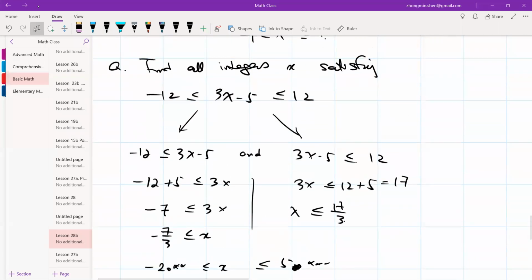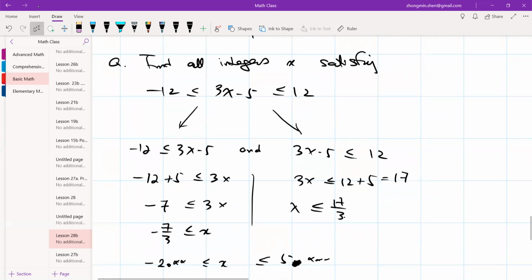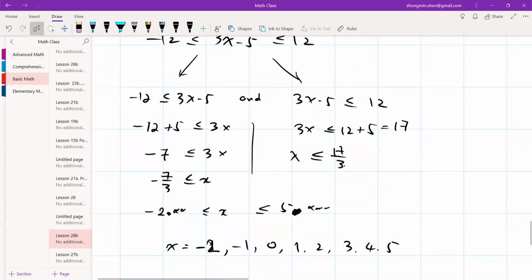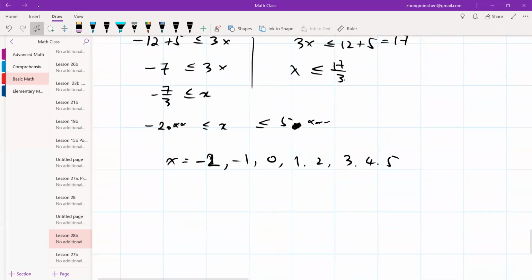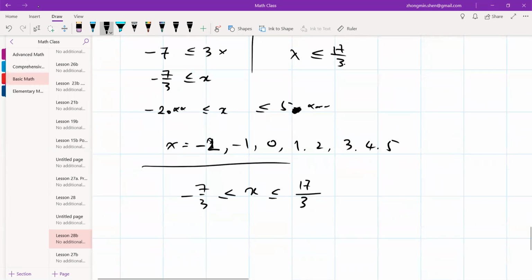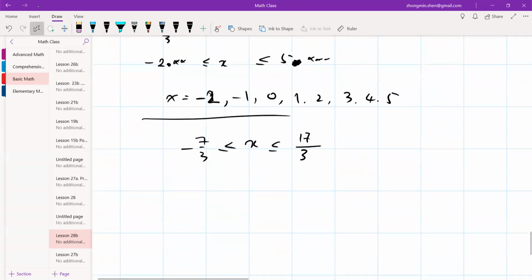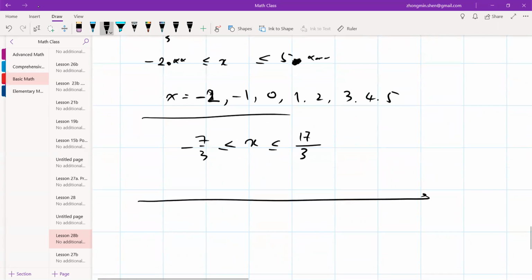Now, what's the meaning of 3x minus 5 less than or equal to 12? You know, this inequality, okay? This inequality represents something. This represents an interval on the coordinate line.